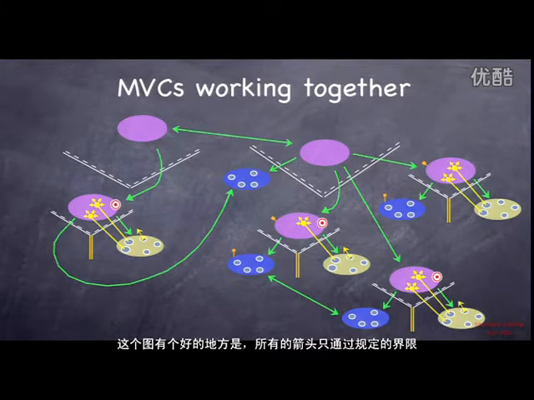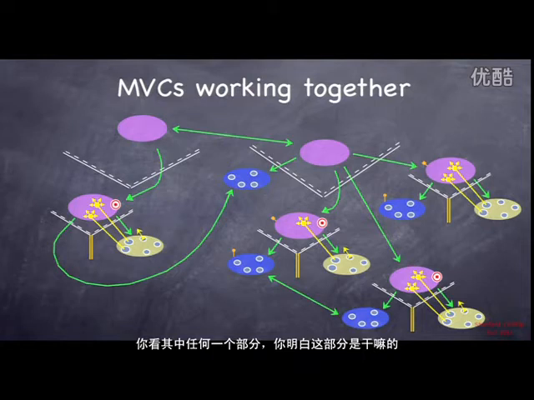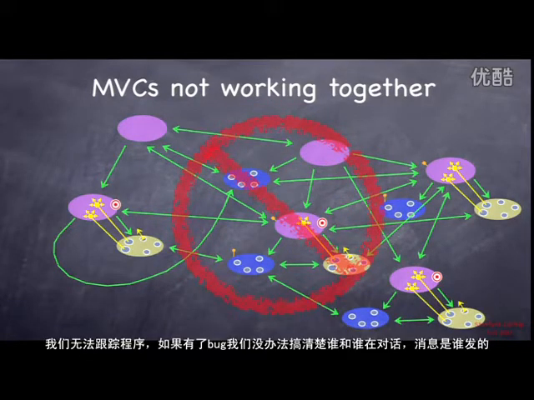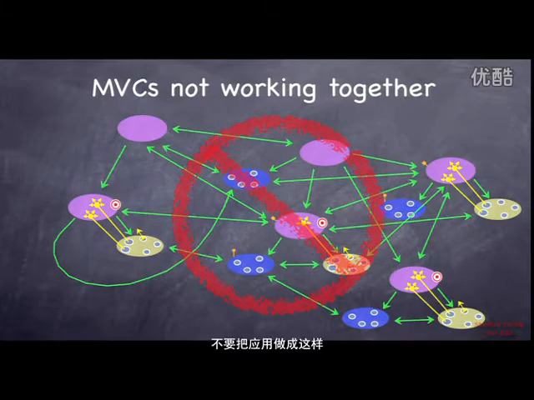All right? But the good thing about this graph is that all the arrows are coming across predictable boundaries. So this program, you can look at any one part of it and you know what's going on in that one part. As opposed to a graph like this, where everybody's talking to everybody, this is bad, okay? This is ununderstandable. We can't track what's going on. If we have a bug, we got to figure out who's talking to who, who might be sending this message to me, under what circumstances. It's basically impossible, okay? So we're not going to build applications like this.